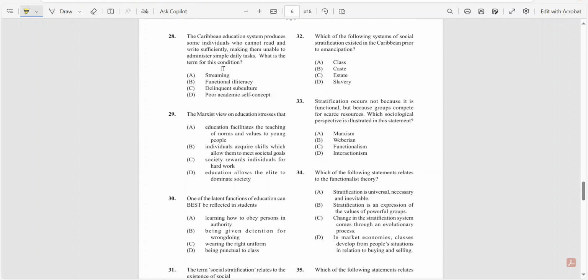28. The Caribbean education system produces some individuals who cannot read and write sufficiently, making them unable to administer simple daily tasks. What is that called? And that is functional illiteracy.